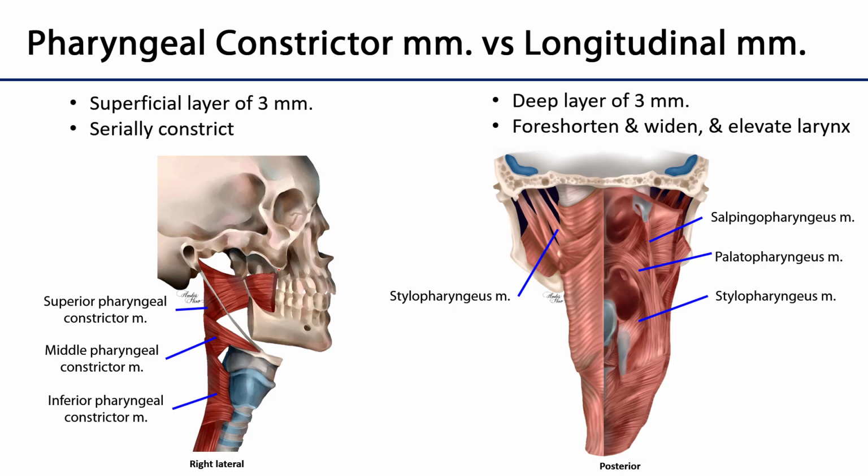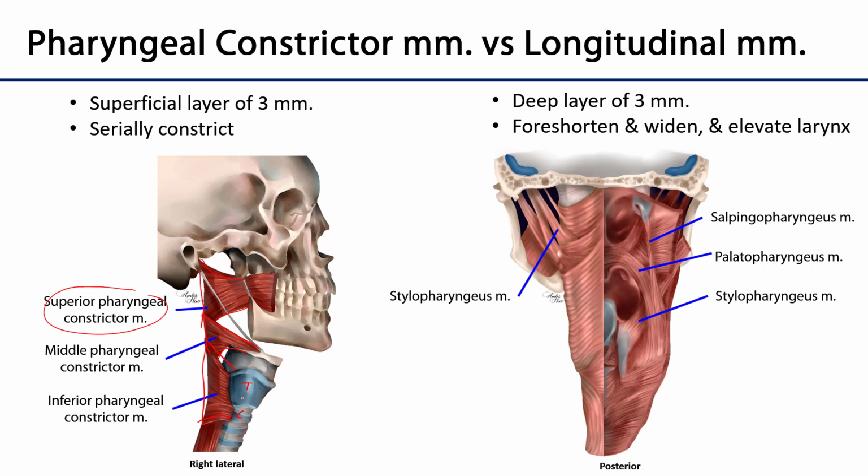So let's take a look at these sets of muscles side by side, and we'll get into the particulars of each set. But on the left side here, we have the pharyngeal constrictors, and we can see that superior pharyngeal constrictor, which is located here, is associated with the skull, so both the cranium and the mandible, whereas that middle pharyngeal constrictor is associated with the hyoid bone, and the inferior pharyngeal constrictor associated with the thyroid and cricoid cartilages of the larynx.